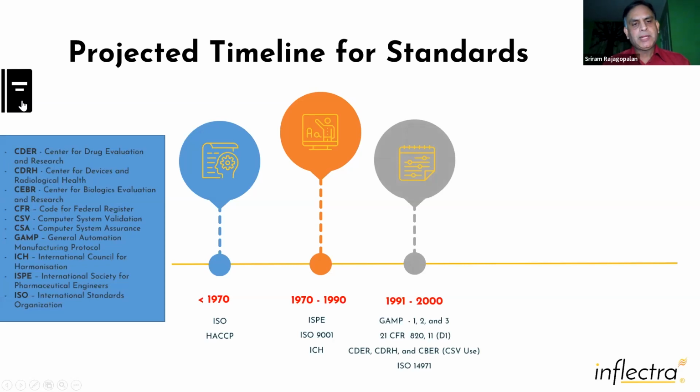And somewhere between 1991 and 2000, you can see that I'm condensing the time frame here a little bit, GAMP 1, 2, and 3 were released. So somewhere around 1995, GAMP 1 was introduced, in '96 GAMP 2 was introduced, and in 1998/1999, somewhere around that time frame, GAMP 3 was introduced. It was around the same period that 21 CFR Part 820 and Part 11 were both introduced.